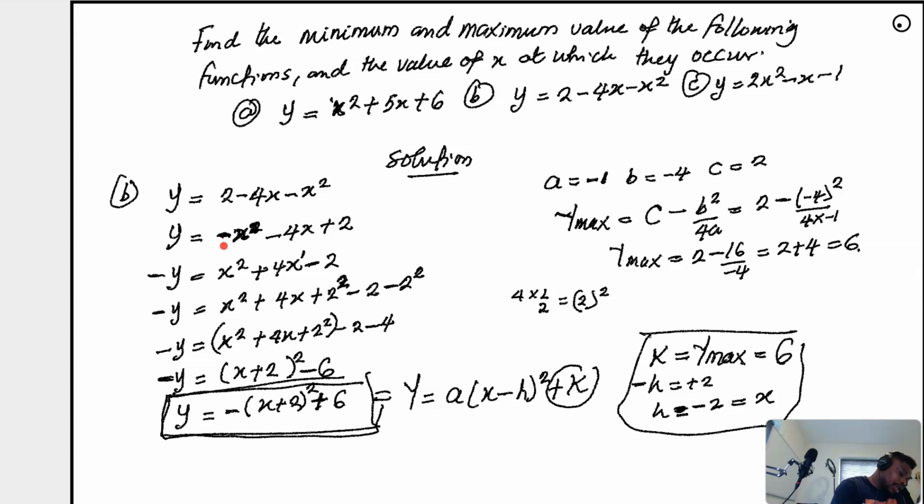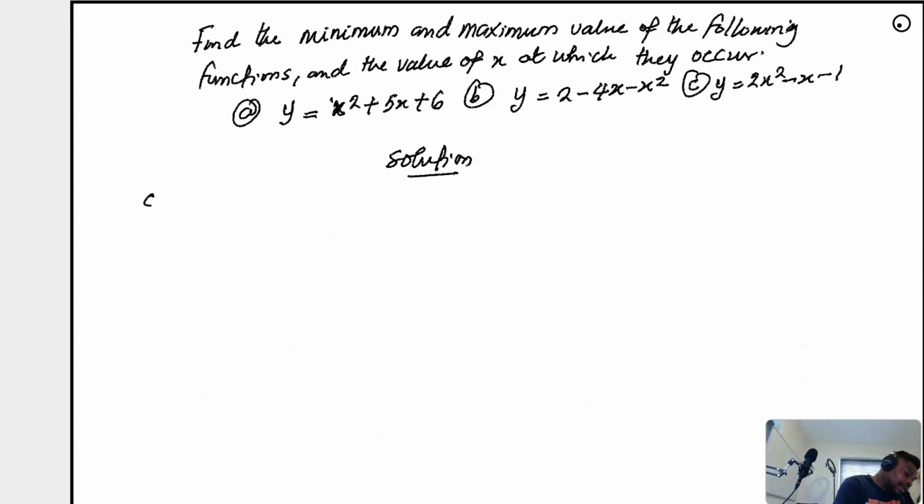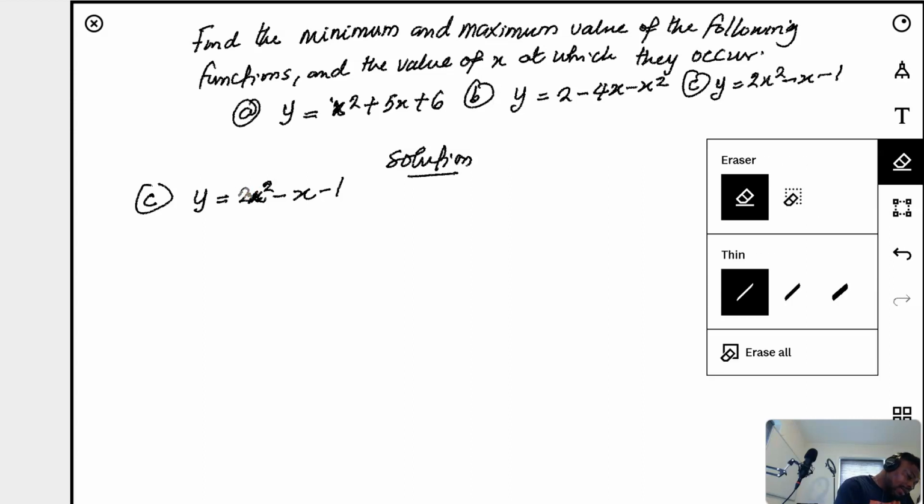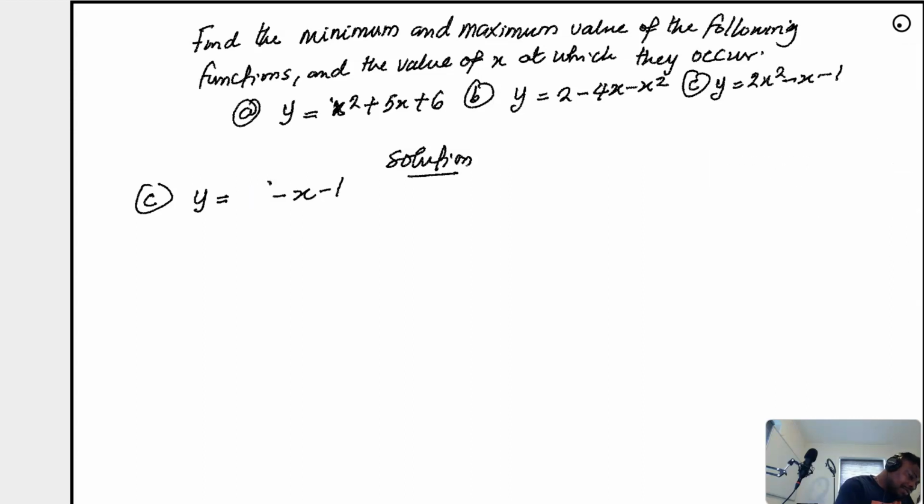Okay, good. Now let's take question C: y is equal to 2x squared minus x minus 1. You can see here that the coefficient of x squared is 2, so in this case it is greater than 1. That is why I'm giving this example. All you need to do here is write 2x squared minus x minus 1, and write this one here, equal to 0.